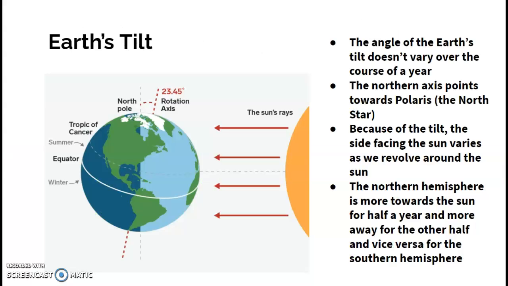Now, as we talked about before, the Earth is tilted, and it's always tilted in the same direction. The angle of the Earth's tilt doesn't vary over the course of the year at all. It's always 23.45 degrees. The northern axis points basically towards Polaris, the North Star, which is why we can always see it. Because of the tilt, the side facing the sun varies as we revolve around the sun. So as we move around the sun, the part that gets more sunlight is going to vary. The northern hemisphere is more towards the sun for half a year and more away from the sun for the other half, and vice versa for the southern hemisphere. That means the southern hemisphere gets exactly the opposite.